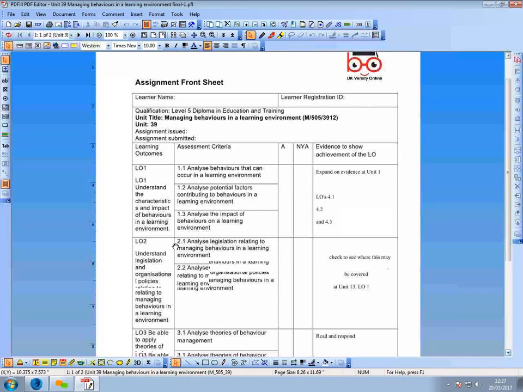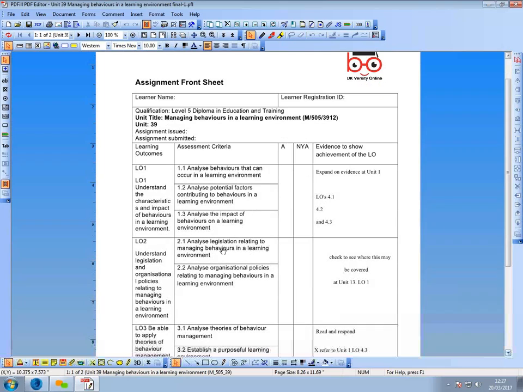Second bit is applies legislation relating to management behaviours in a learning environment. Now, I mentioned a bit earlier that there is some material on the learning environment that you can look at for that, to look at the type of legislation. It's asking for an analysis here, so it's relating to the management of behaviours in a learning environment.